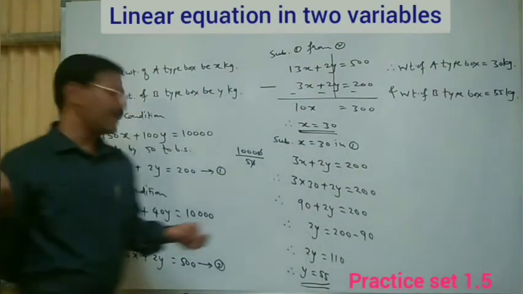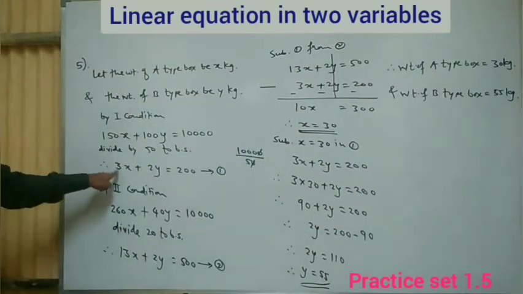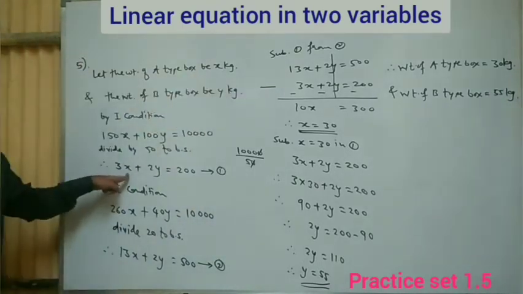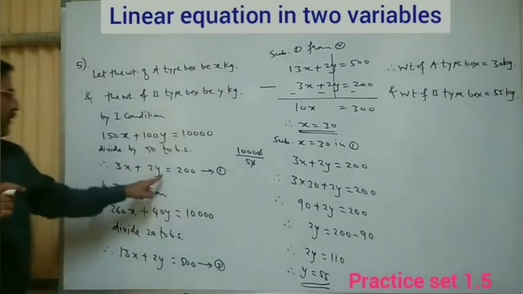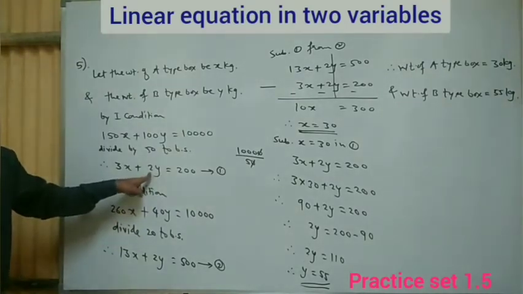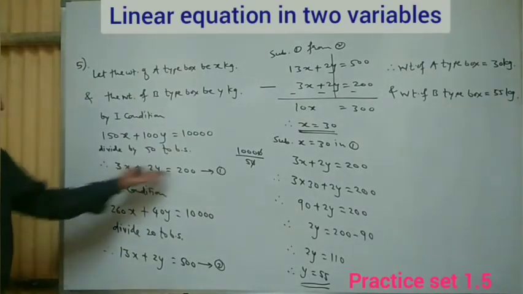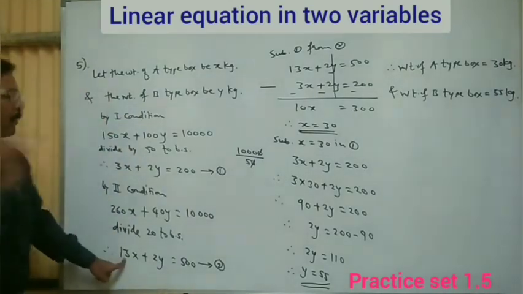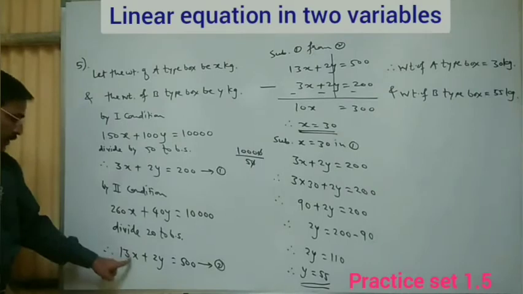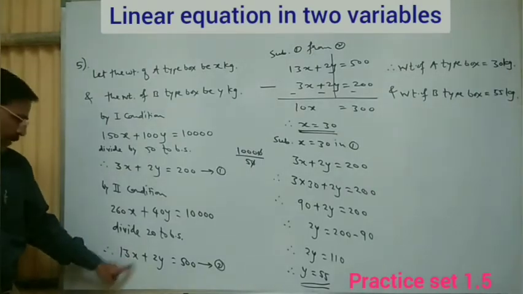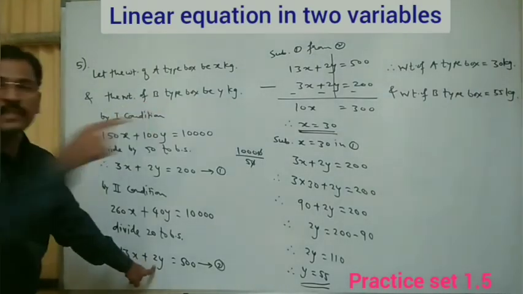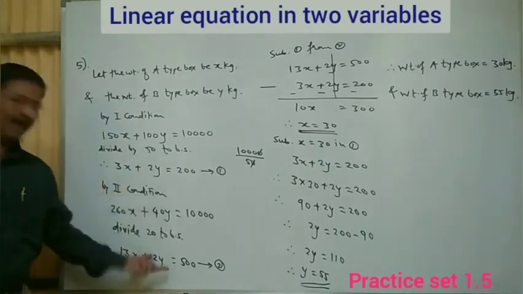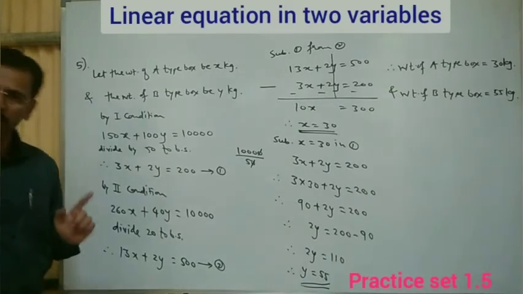You can verify also. See the first one. Thrice of x means 3 into 30, 90. And here 55 into 2, 110. So 110 plus 90, 200. Similarly here, 13 threes are how much? 39, that is 390. 2 into y means 110. 390 plus 110, again 500 we get. Like this we can verify. Understand?